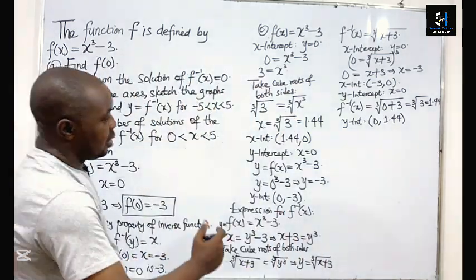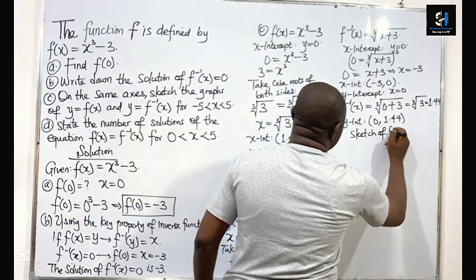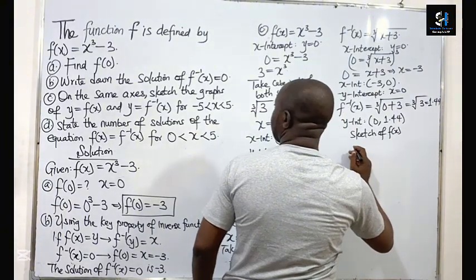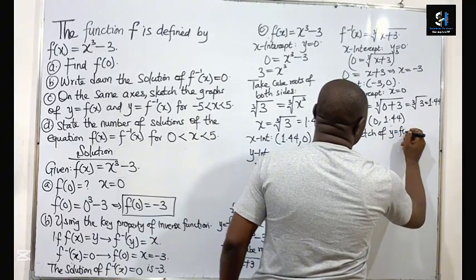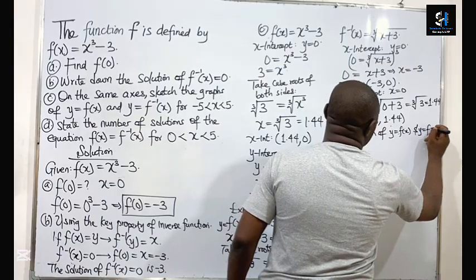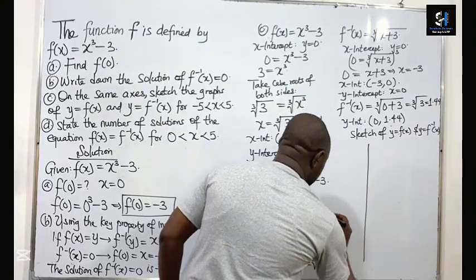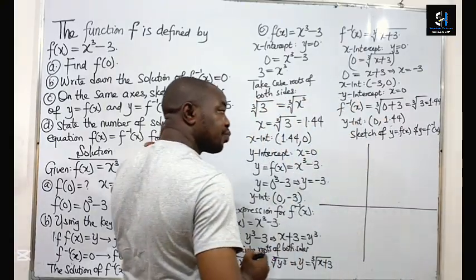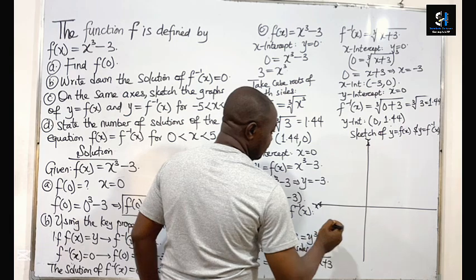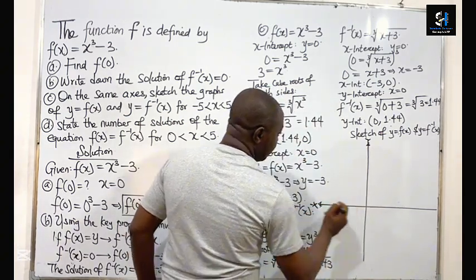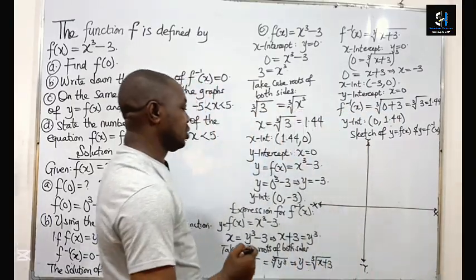Okay, let me use this space. Now the sketch of y equals f of x and y equals inverse function of x. This is the positive y-axis. This is the negative x-axis. This is the positive x-axis. This is the negative y-axis.